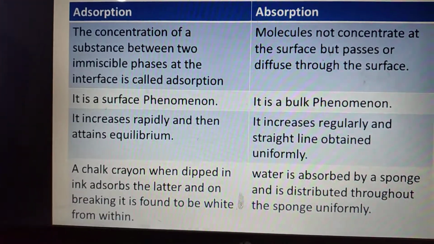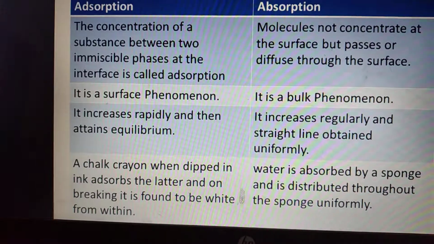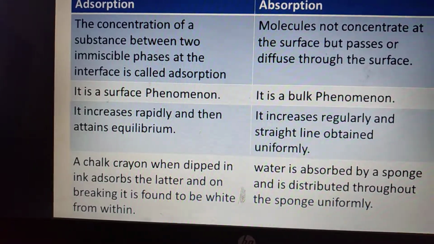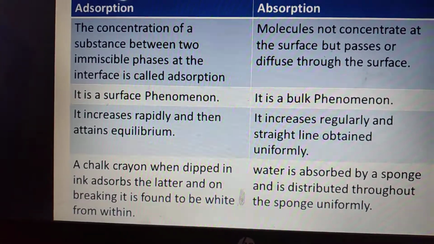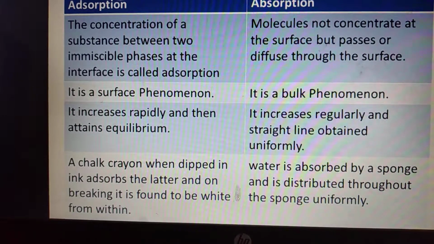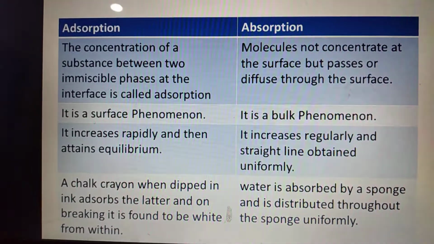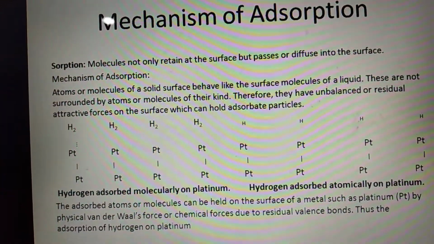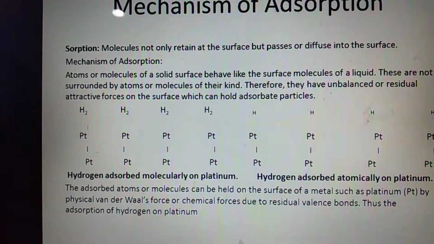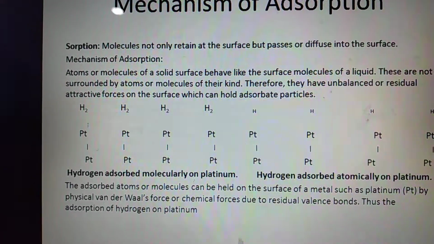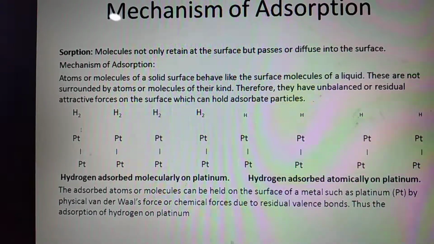Examples: a chalk crayon, when dipped in ink, adsorbs it on the surface, and on breaking it is found to be white from within. Water is absorbed by a sponge and diffuses into the particles and is distributed through the sponge uniformly. Next, regarding the mechanism, there is another term, sorption: adsorption plus absorption. When molecules not only are retained at the surface but also pass or diffuse into it, it is called sorption.